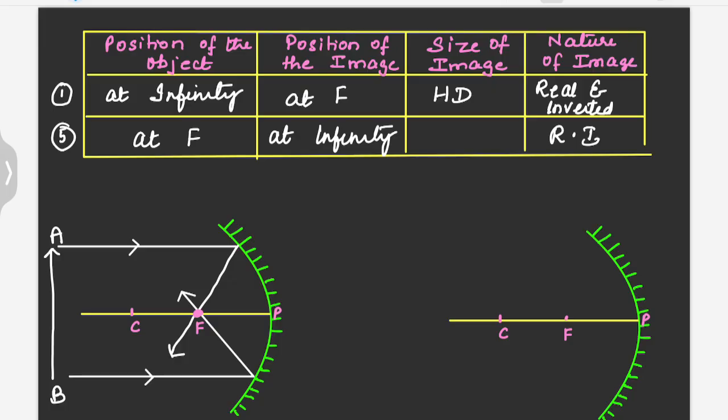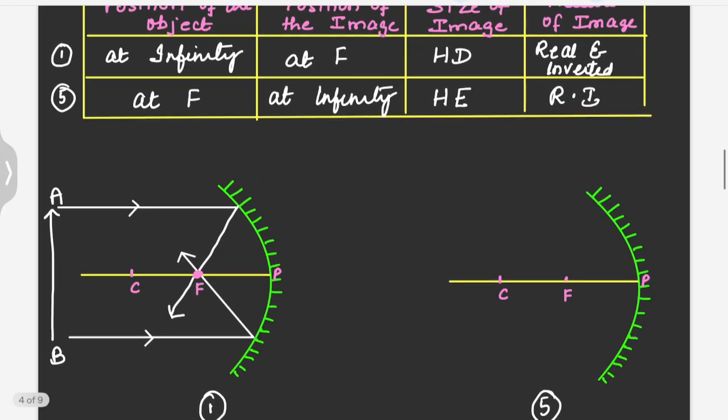And what is the size of the image? Size of the image is HE. Here HD means highly diminished, and HE means highly enlarged. When H comes here, H should come there also: highly diminished and highly enlarged. So before drawing the fifth ray diagram, we have filled all this. See the similarities: what you have written here, you have to write here. And here HD becomes HE, and these two will be the same.